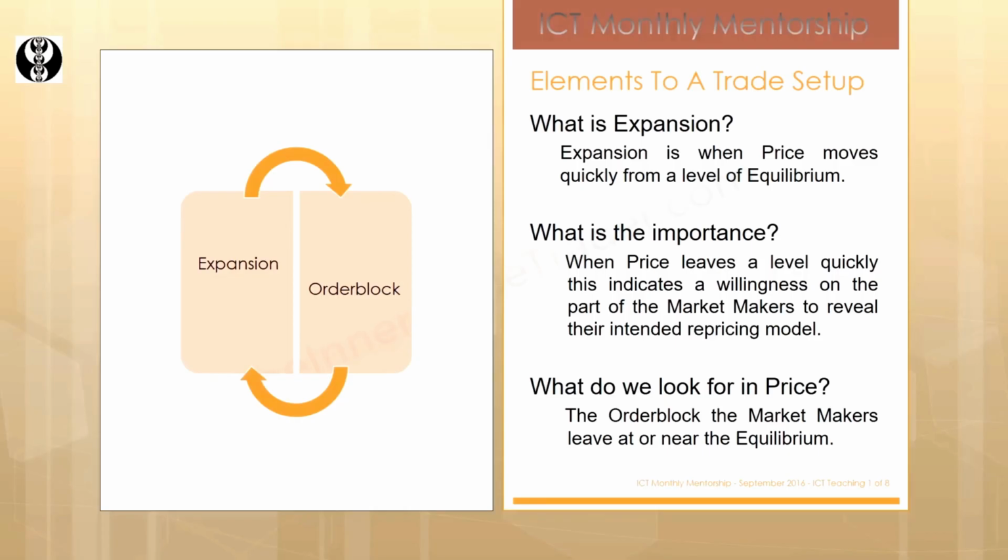Well, if we're in a consolidation or a point of equilibrium, if price were to move up quickly, that would give us an indication of looking for a bullish order block. We don't want to chase price. We're going to wait for price to come back down into the order block. Where is that going to occur? Well, what do we look for in price? The order block that the market makers leave near or at the equilibrium price point.